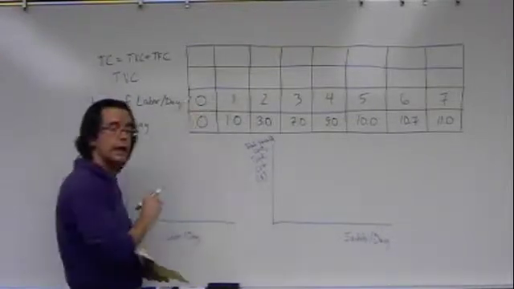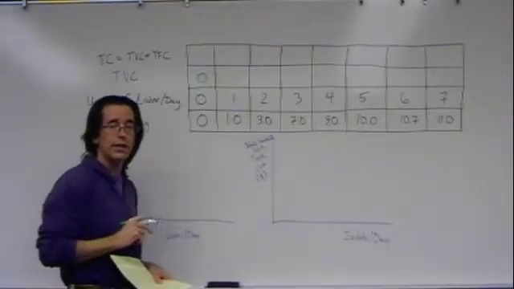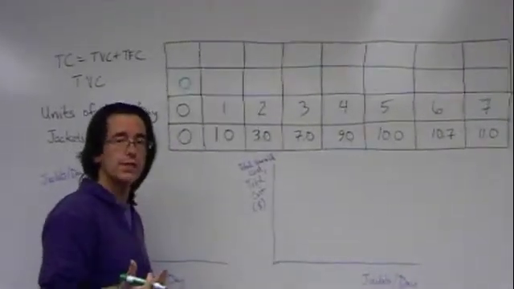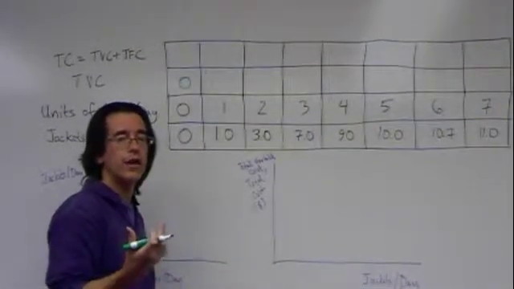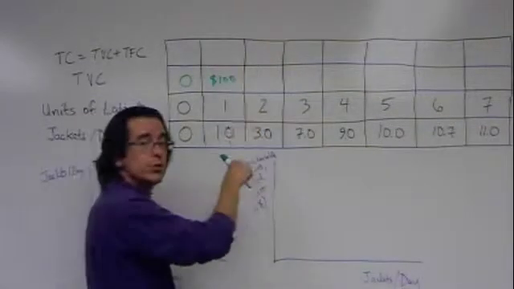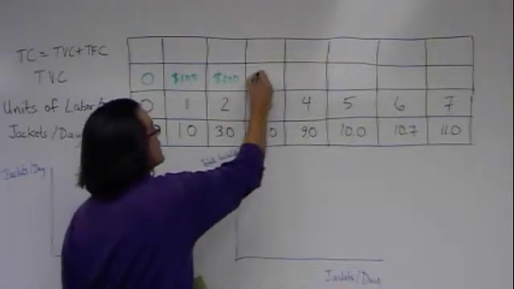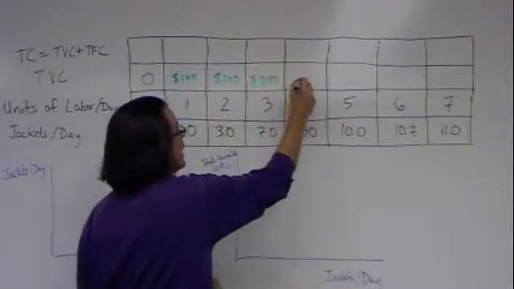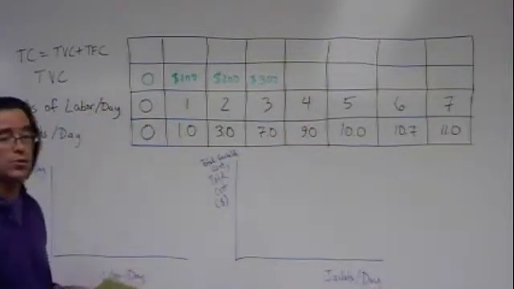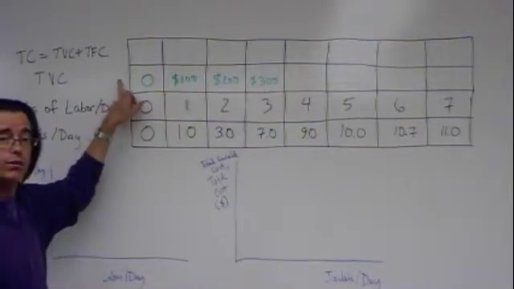So if we have no labor, then the total variable cost, the cost of that labor, is 0. If we have 1 unit of labor, since we've said that the price of labor is $100 per day, then we have $100, and if we have 2 units of labor, it's going to cost us $200, etc. And you can fill in the rest of the cells. So what we're starting to generate then is a relationship between jackets per day and total variable cost.